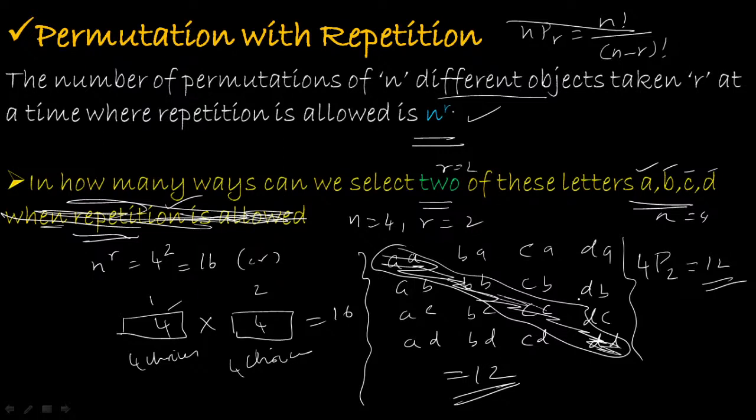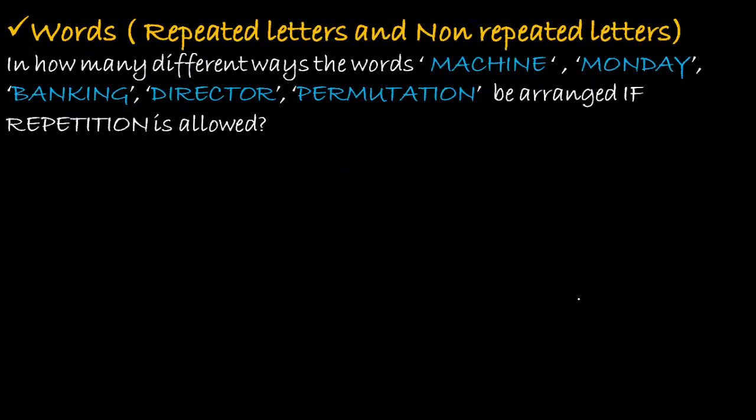Now I just give you this for your clear understanding, so you get a clear understanding about what is permutation without repetition and permutation with repetition. For the same problem, what happens if it is without repetition and with repetition. Now, in case of words, if it has repeated and non-repeated letters, how can we calculate the different possible ways of arrangements? That is what we are going to discuss now.